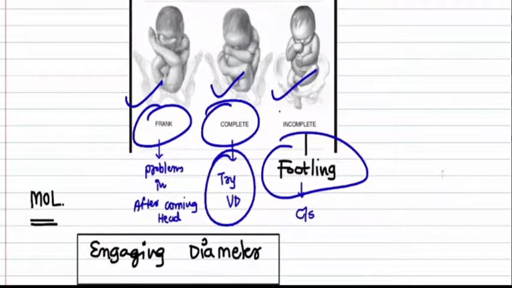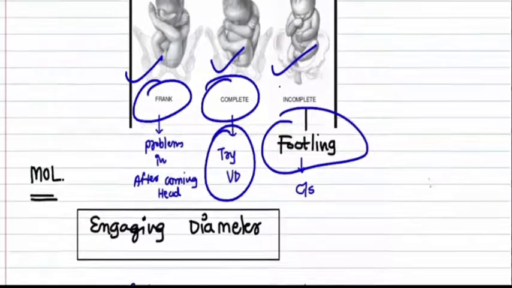If the breech is a footling, then you should not try to go for vaginal delivery. You should directly go for cesarean section, because the chances of the after-coming head getting stuck are very, very high in this kind of breech presentation.